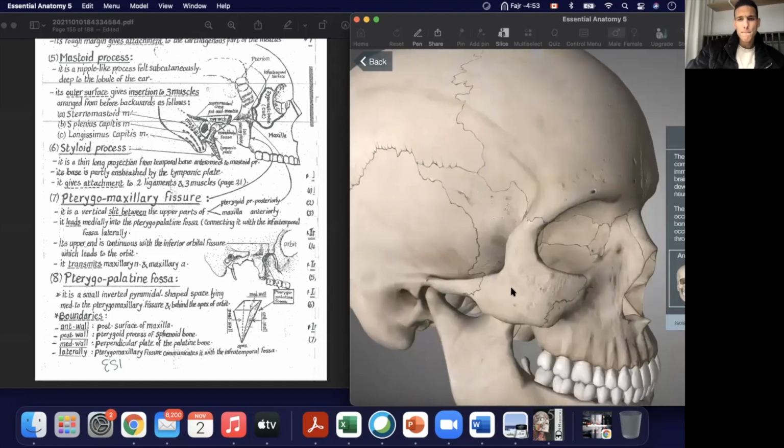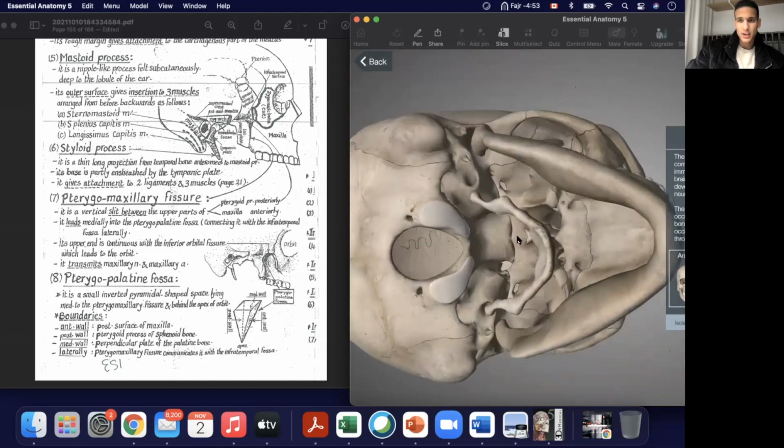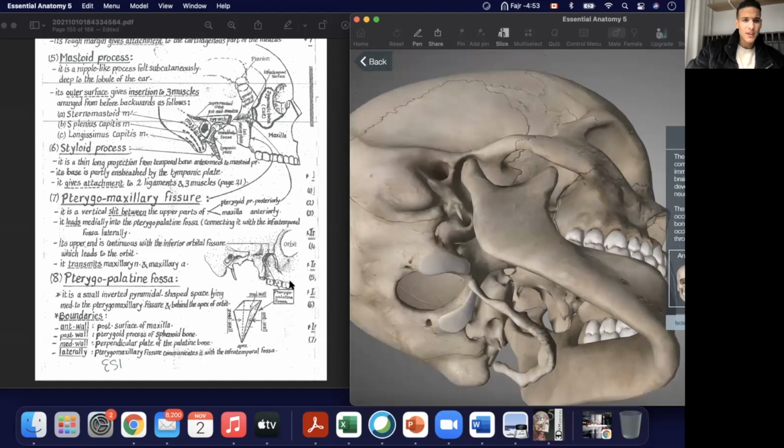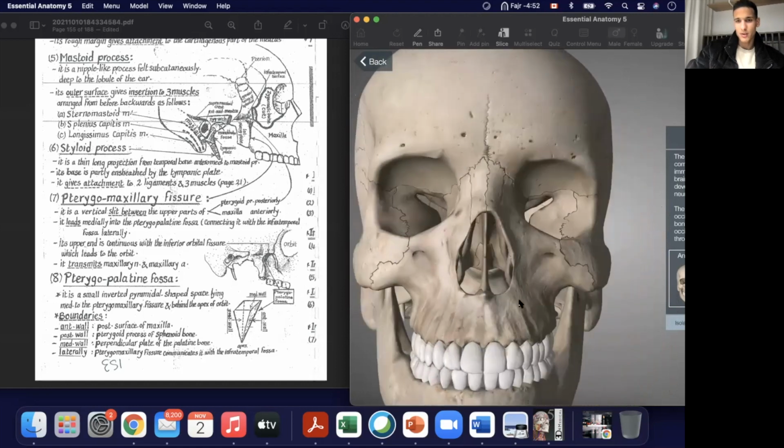Like the orbit, just behind that, right here, if you go inside that, and then you just have to know the boundaries of it, because I think in your practical or oral exams, if he wants to torture you, that's something he would torture you with. So just know the boundaries. I think you'll be fine. The anterior wall is the posterior surface of the maxilla. Of course, that's the maxilla. Everything here is the maxilla.